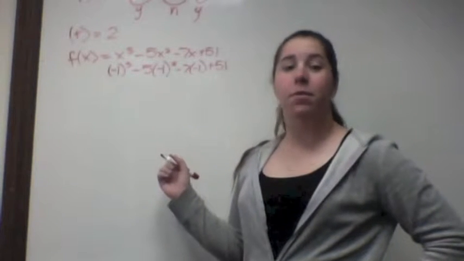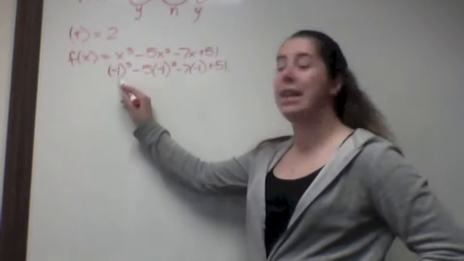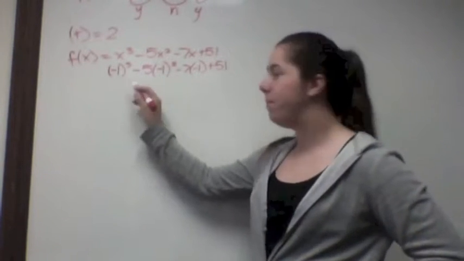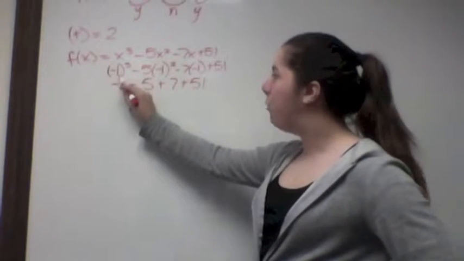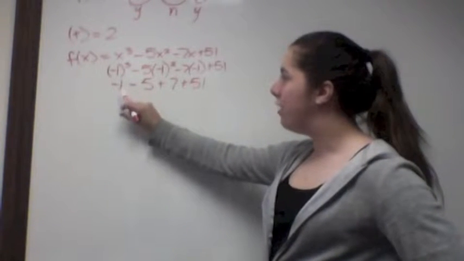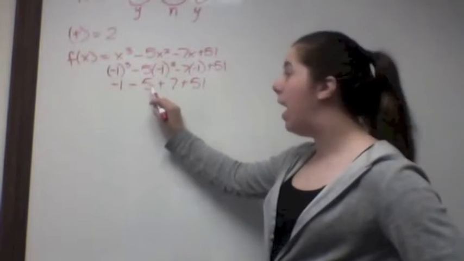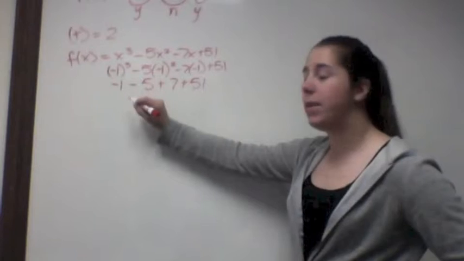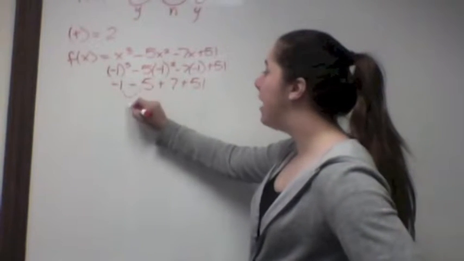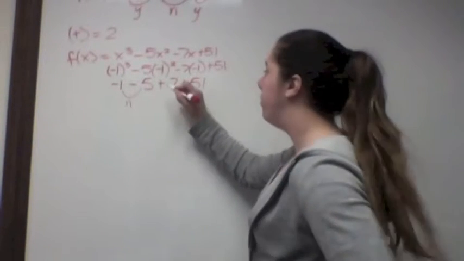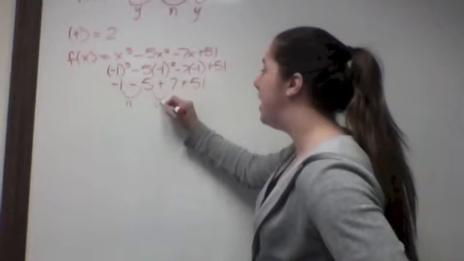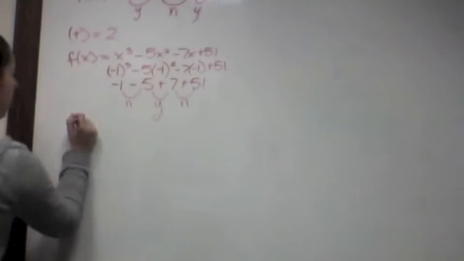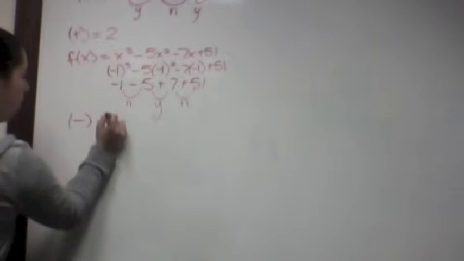Next we will find the number of negative roots by substituting in negative 1 where x is and counting the number of sign changes. After figuring out what f of negative 1 is, your answer should be negative 1 minus 5 plus 7 plus 51. Now we count the number of sign changes. Negative 1 to negative 5 is not a sign change, but negative 5 to 7 is a sign change, and 7 to 51 is not. So the number of negative roots is 1.